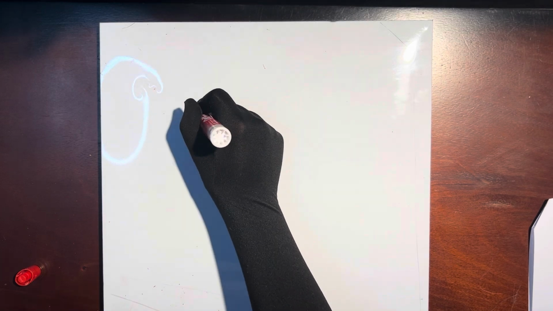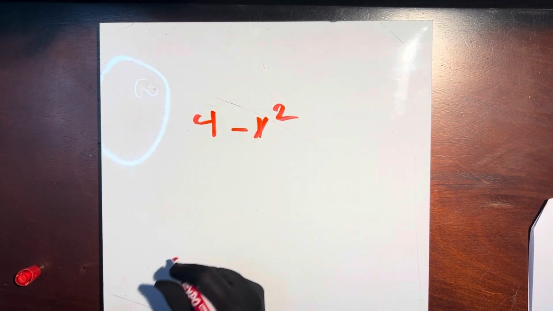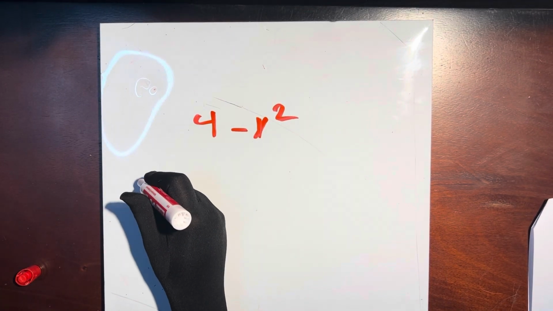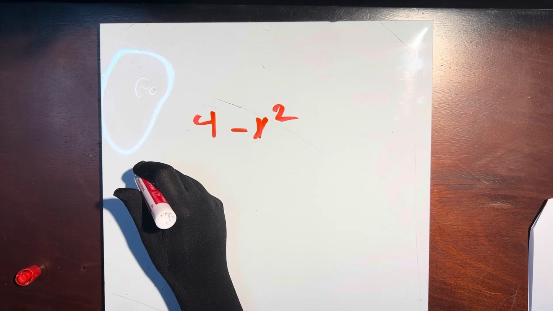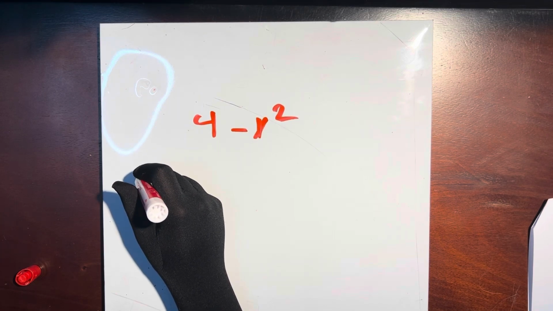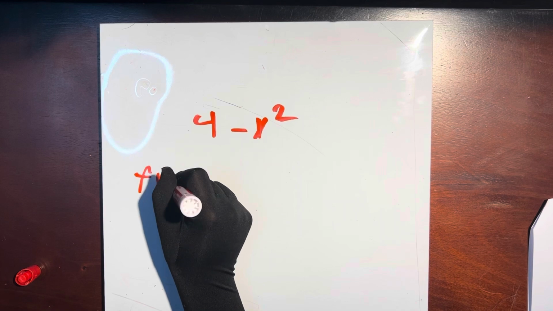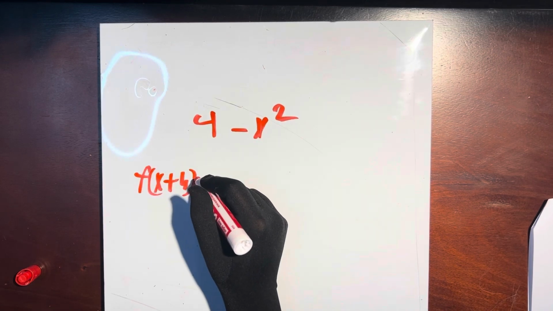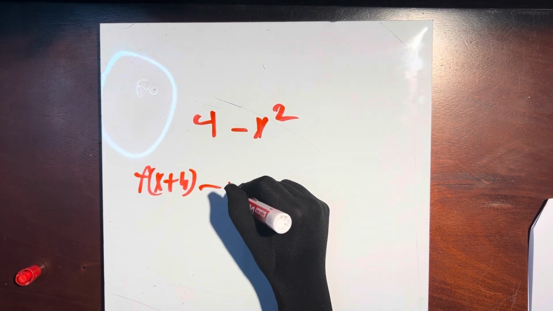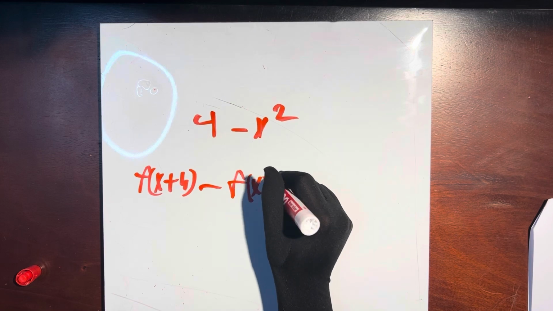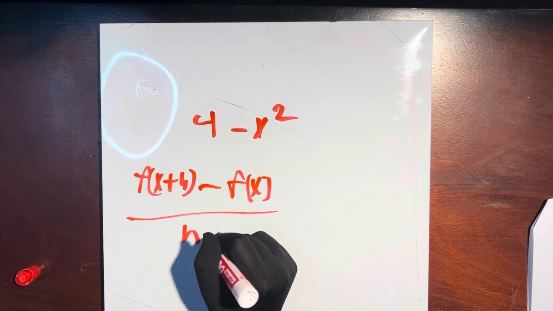Alright, so you want to find the slope form of an equation. Let's take a simple one: 4 minus x squared. Now you want to plug this into the equation: f of x plus h, minus f of x, all over h.